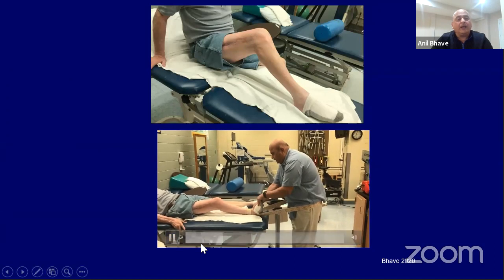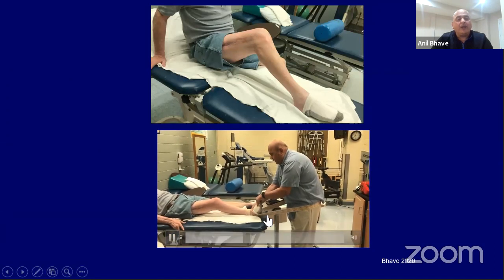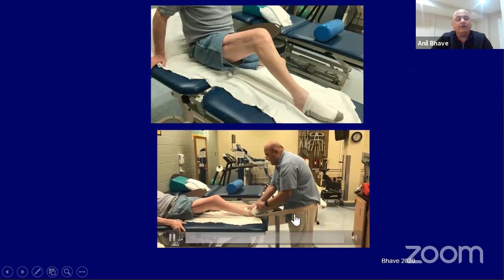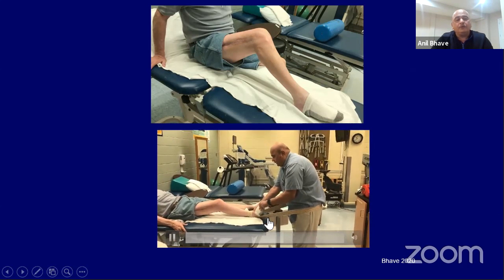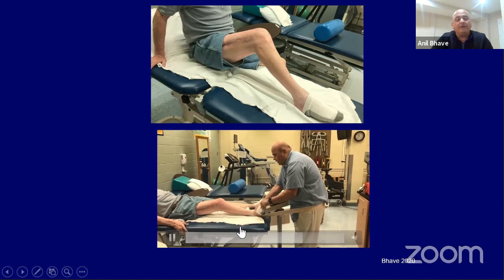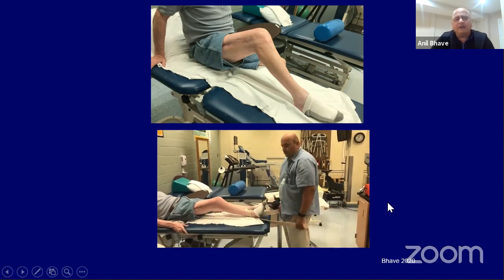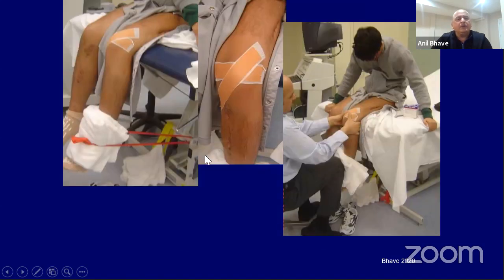I just want to show you that, where basically I'm applying a strap across myself and applying a distraction force at the same time having him extend his knee. So there are lots of little techniques that we teach our therapists to do it.